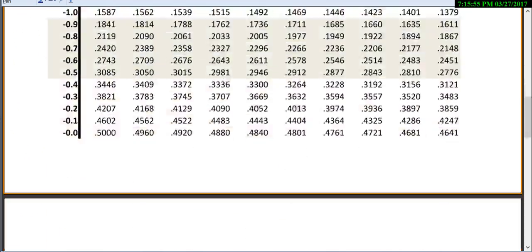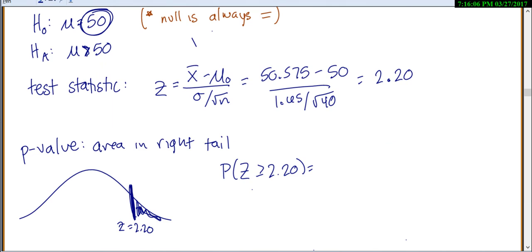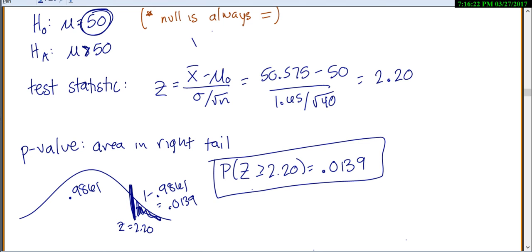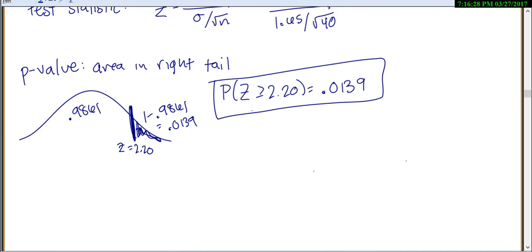We're looking for 2.20. And it looks like we're at 0.9861, but that would be the area to the left, right? So we have to do 1 minus 0.9861, which is 0.0139. So the probability that we're greater than 2.20 is 0.0139. So that is my p-value. My p-value is 0.0139.